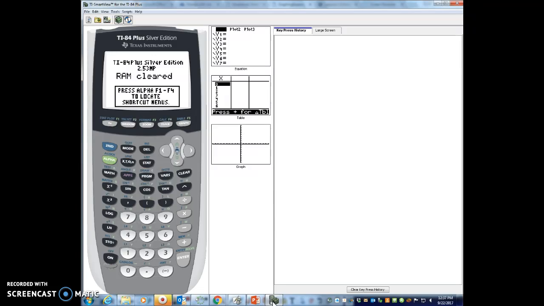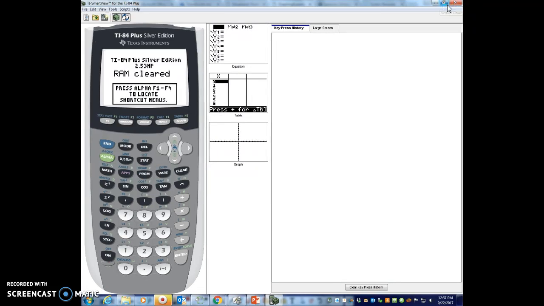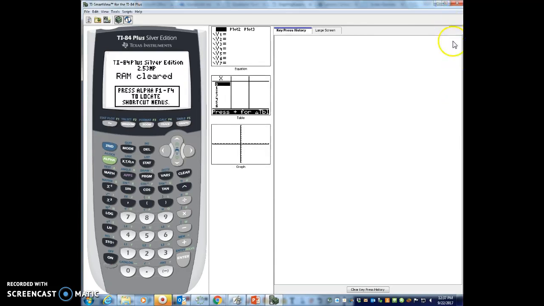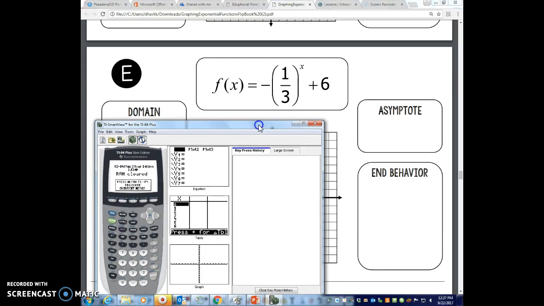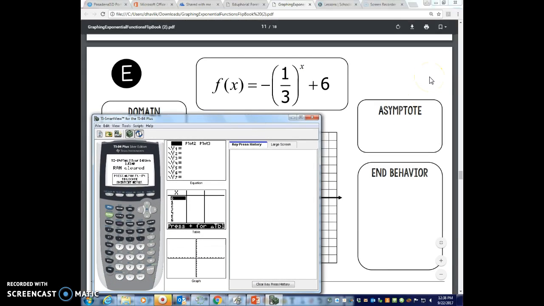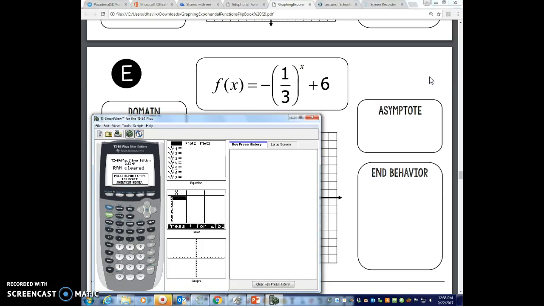Let me make it smaller so I can see what I'm typing. One second. There we go. Okay, so we made it smaller.